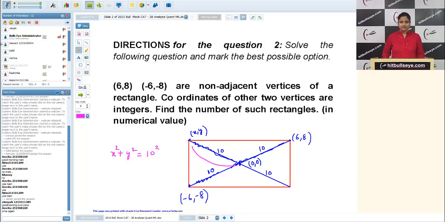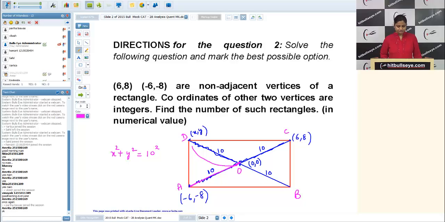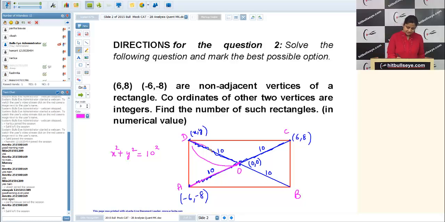Amrita, once again, in a rectangle, diagonals bisect each other and they are of equal length. That's why we can say that by using distance formula, the length of AC is 20. So, from A, let this be O, AO will be 10. Because O is the bisection point, the middle point of AC. Are you getting me, Amrita, now? So, this length should be 10.